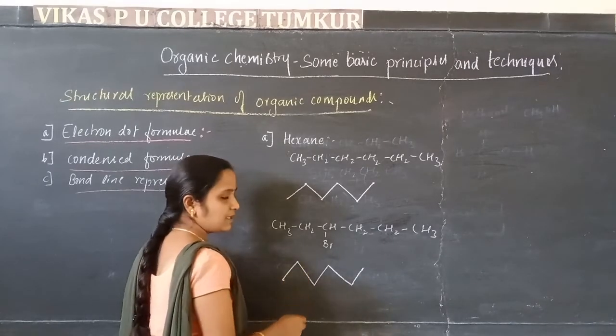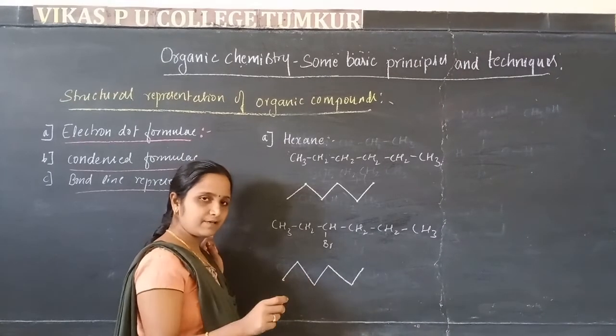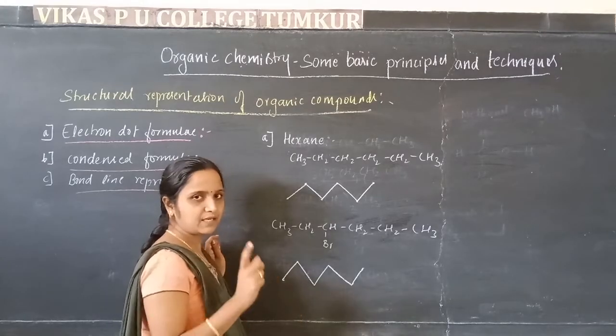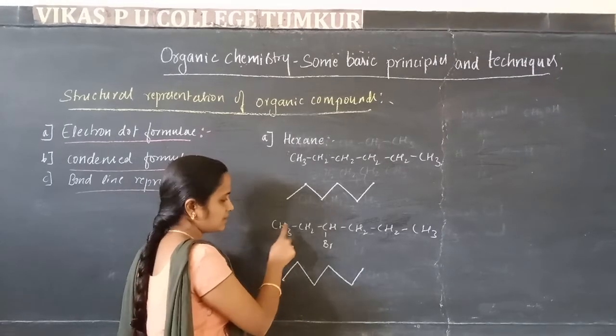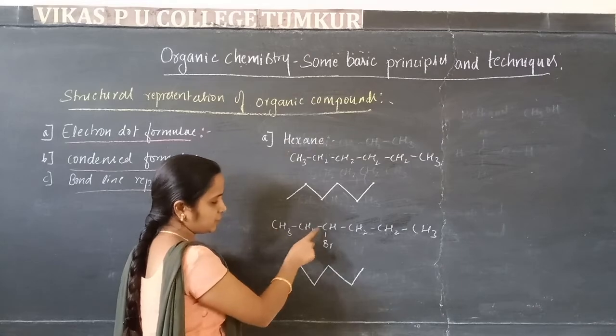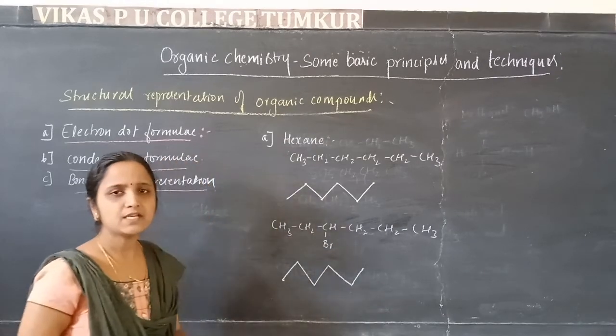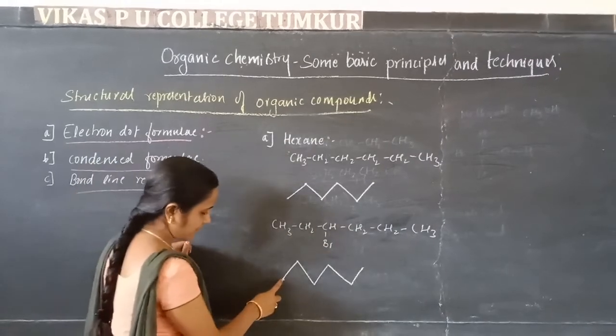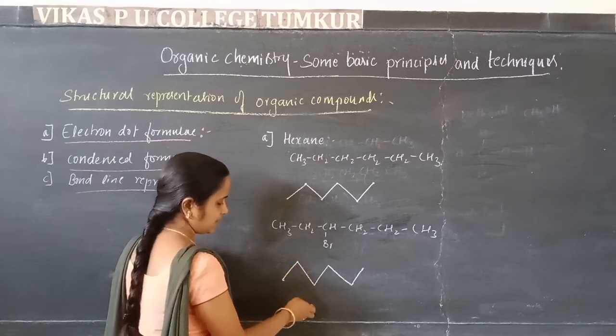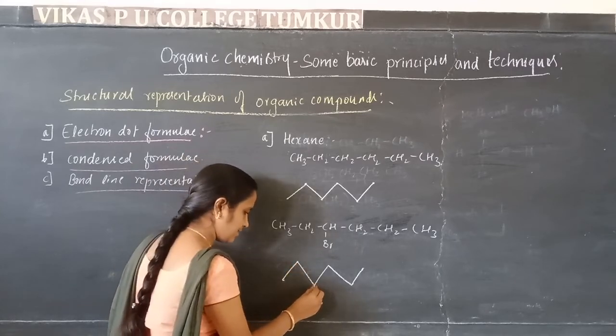This bromine is attached to which carbon we should mention. First 1, 2, 3, means third carbon is attached. 1, 2, 3, this carbon is attached to the bromine.